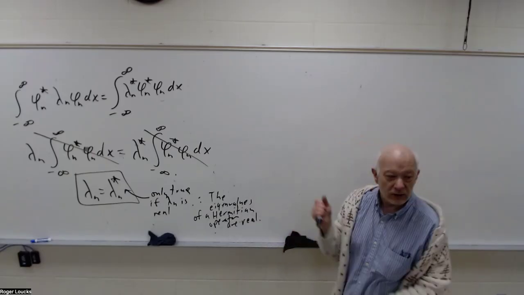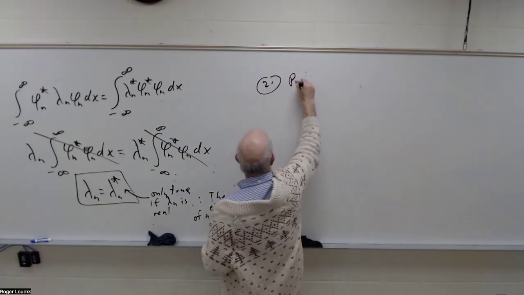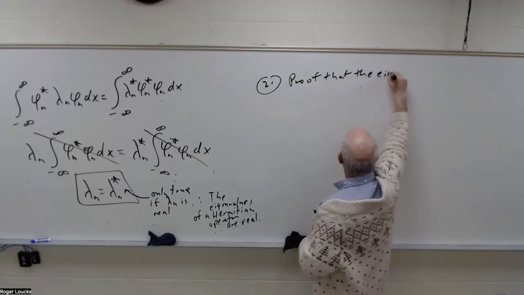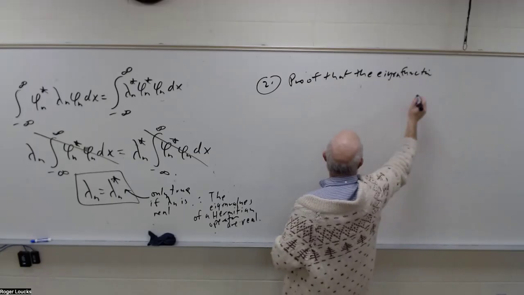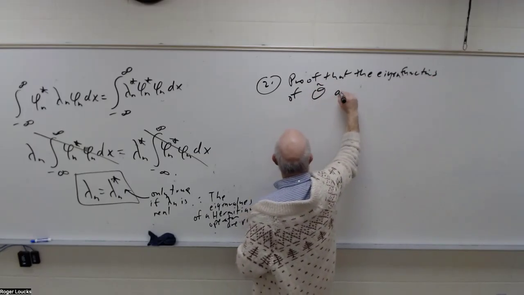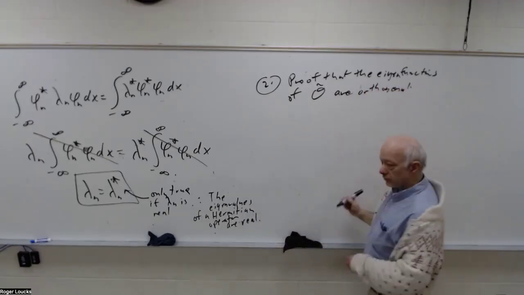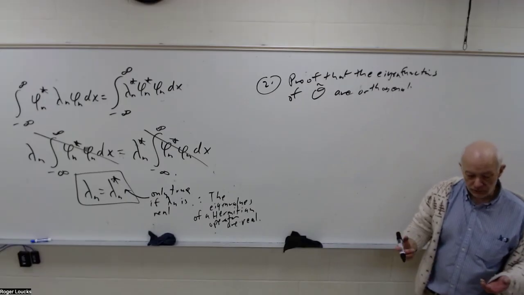Okay, property 2. Prove that the eigenfunctions of O are orthogonal. I'm going to explain what orthogonal means, and then I'm going to give you the definition, and then I'll go from there.